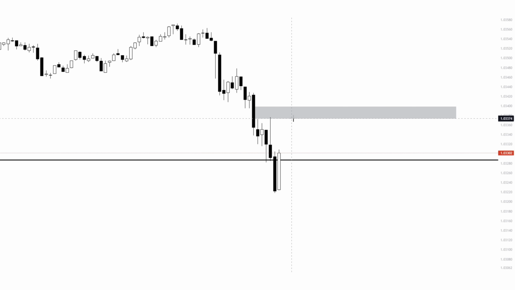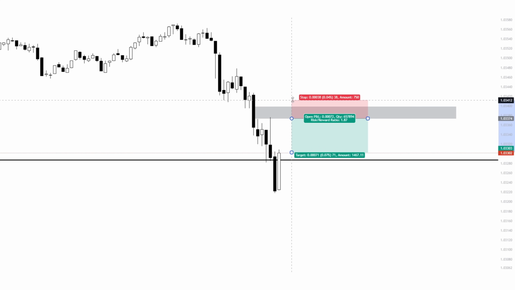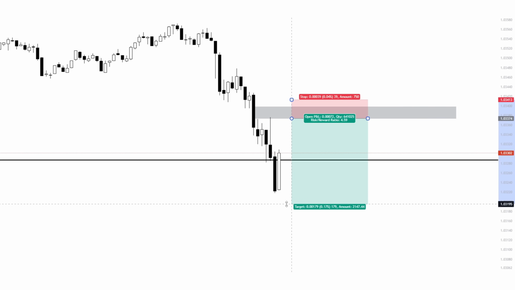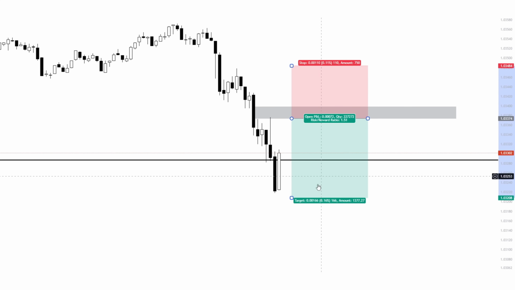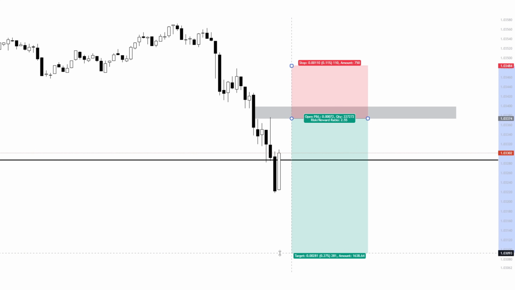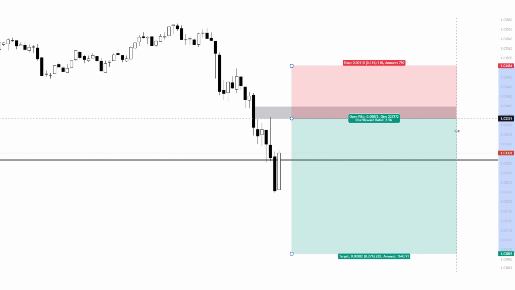Now we can look for a higher risk to reward ratio setup, a riskier but also safer setup with a stop loss closer to the extreme swing highs. And the take profit is clear. On a downtrend, we're looking for lower lows, so of course I'm placing the take profit below the lows.